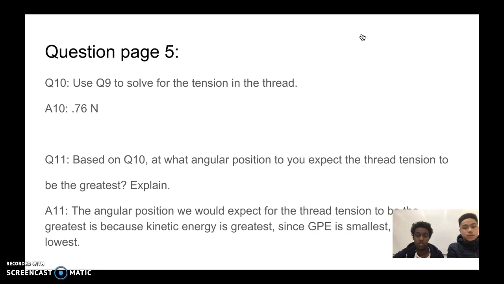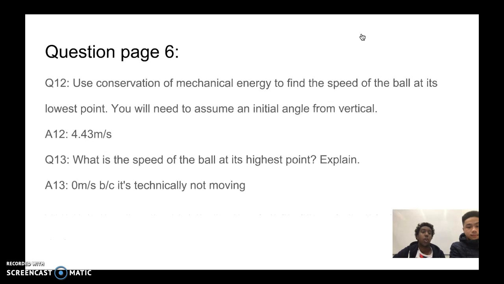The angular position we would expect for the thread tension to be the greatest is the bottom, because the kinetic energy is greatest, since the gravitational potential energy is smallest at the lowest point. Question number 12, use conservation of mechanical energy to find the speed of the ball at the lowest point, assuming the initial angle from vertical. We found this to be 4.43 meters per second using the mechanical energy equation.